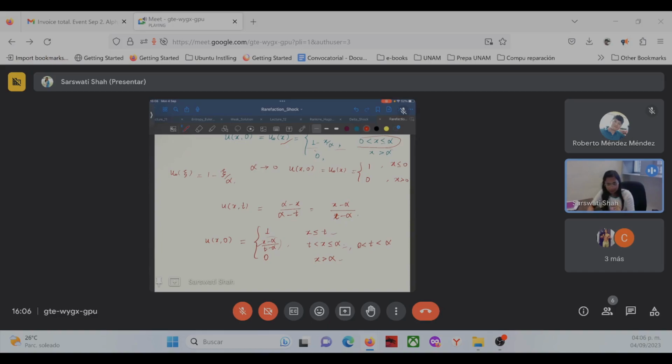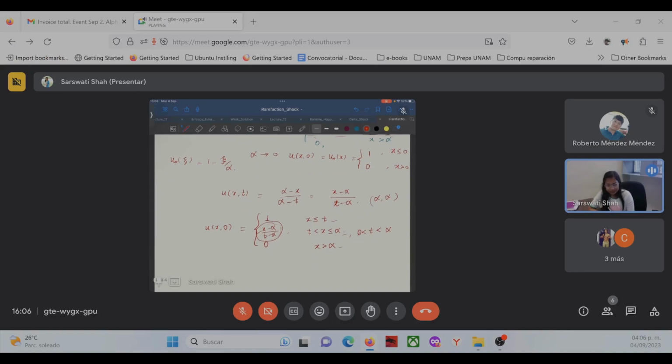When x approaches alpha and t approaches alpha, a 0 over 0 case is encountered, and in that case the solution is going to blow up. So the problematic point is (alpha, alpha). So let's draw this figure.